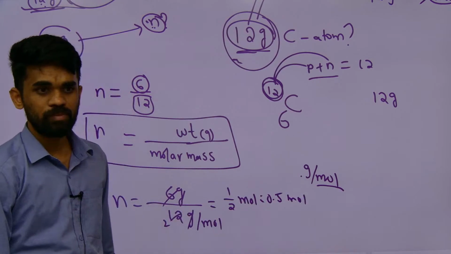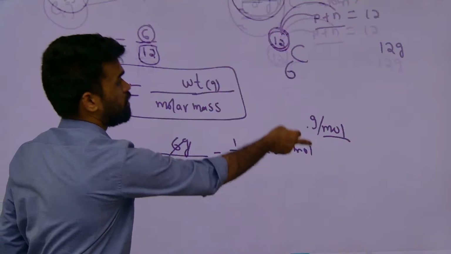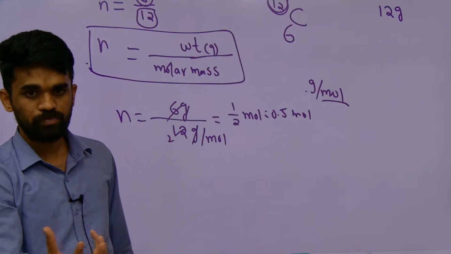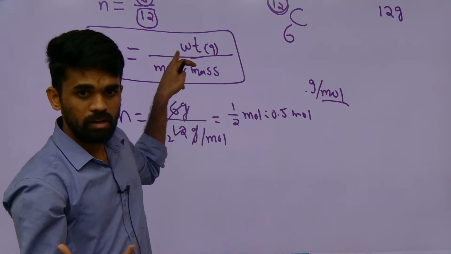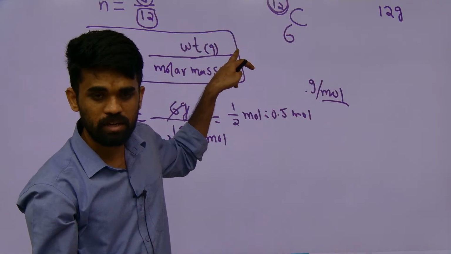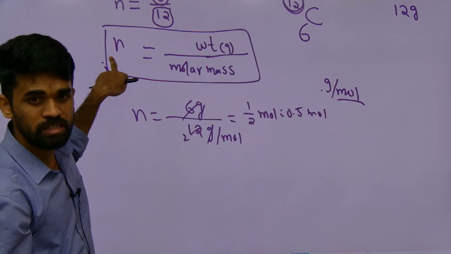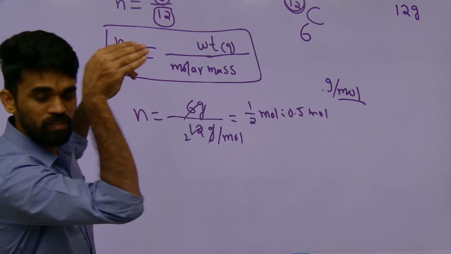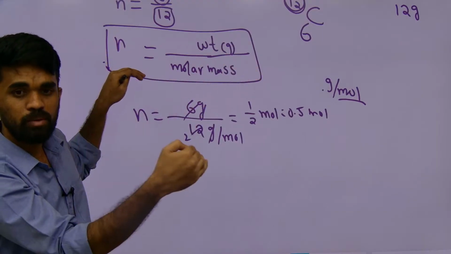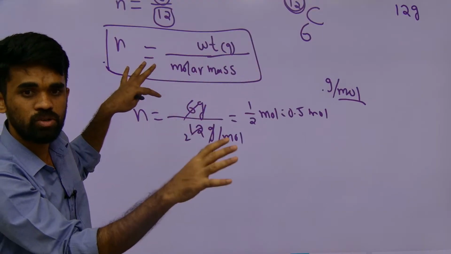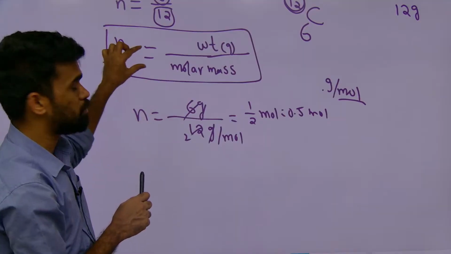Is this clear? Whenever the given weight of a substance is provided and they ask you to find the number of moles, what is the best way to do it? The given weight of that substance divided by the molar mass of that substance gives you the number of moles. So you can note this simple formula.